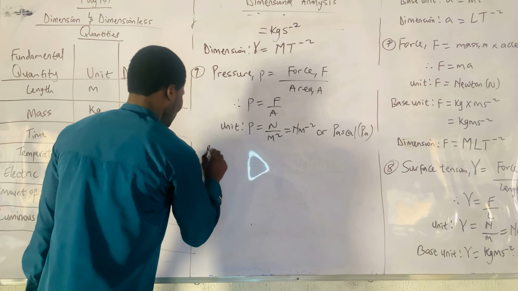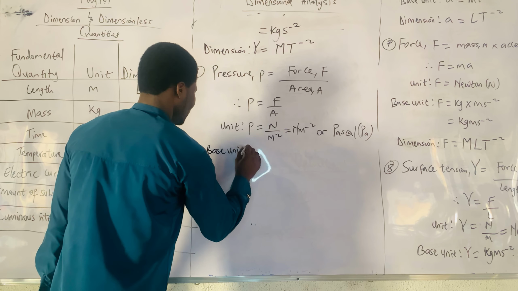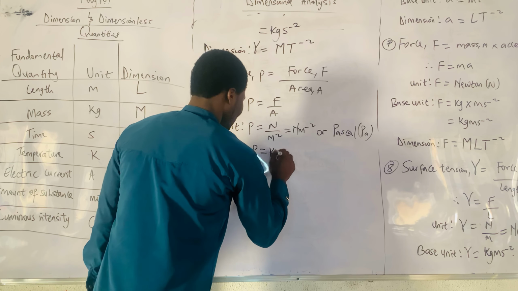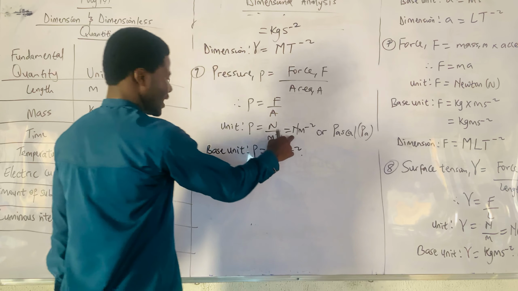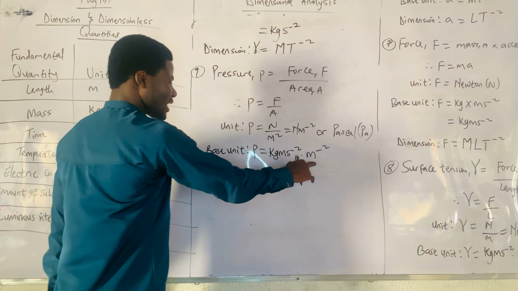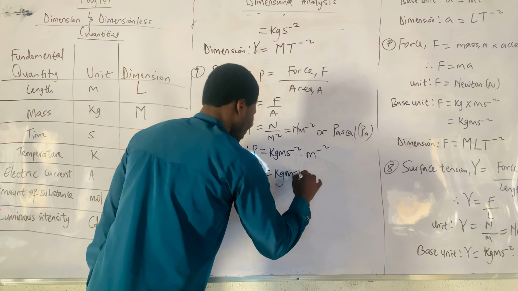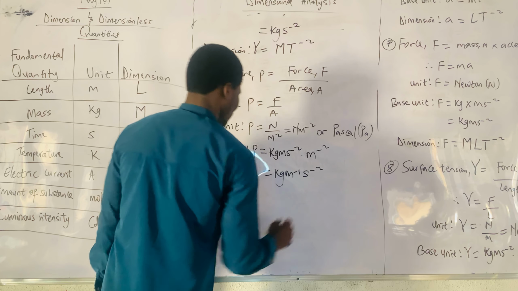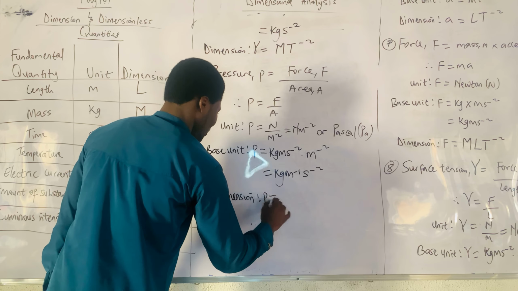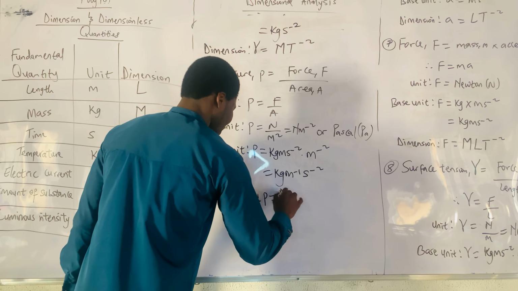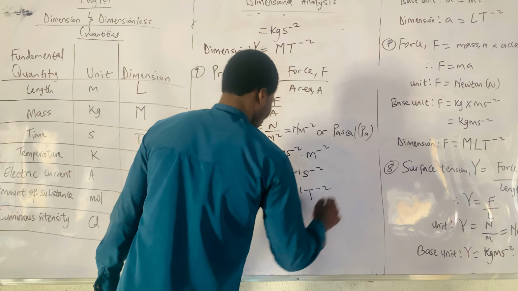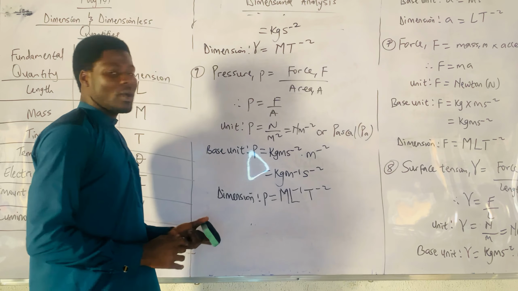Okay? Then for the base unit, base unit of Newton, we've done that. That's kilogram meter per second square. That's our N. Then we have per meter square. So that will give us kilogram, meter times per meter square will give us m raised to the power minus 1. Then s raised to the power minus 2. So dimension now. So convert this to dimension. Kilogram is capital letter M, meter capital letter L, power of minus 1, then T raised to the power minus 2. So that becomes the dimension of pressure.